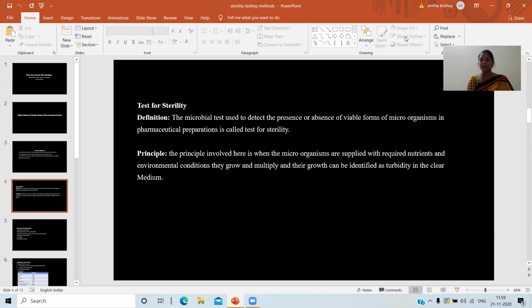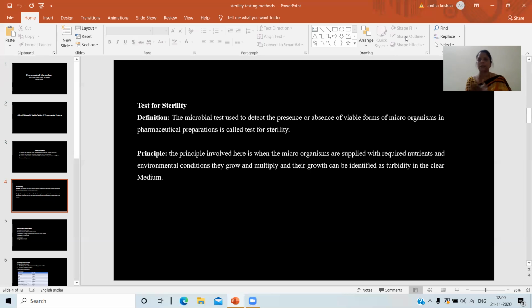Coming to our main topic, that is test for sterility. Before defining the test for sterility, we'll see what sterility is and why sterility has to be tested. A sterility test is used to identify the presence or absence of a microorganism in a pharmaceutical product.